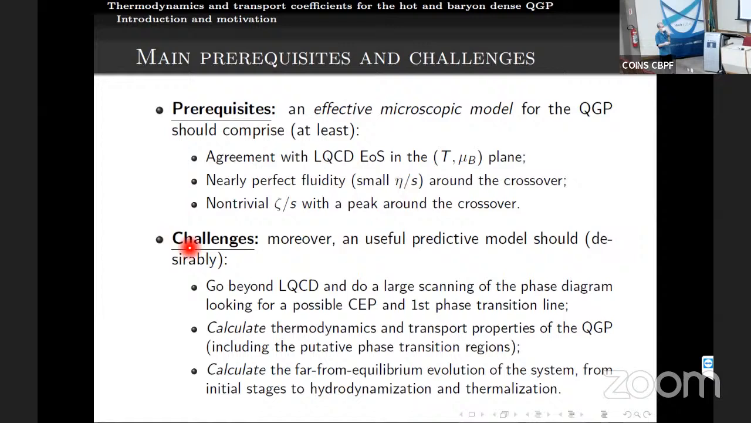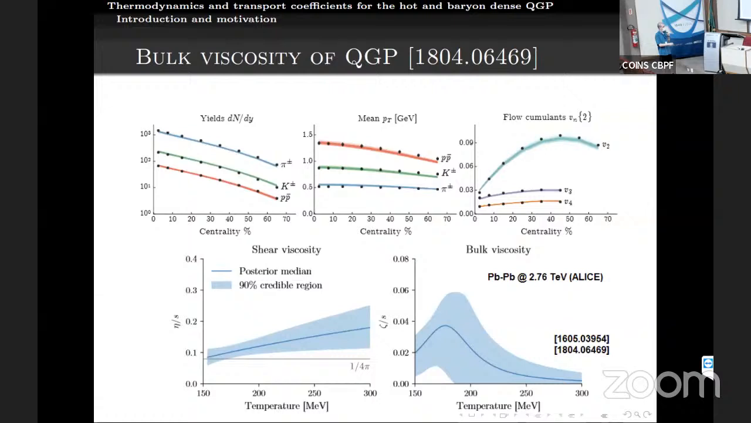And this small value holds close to the crossover window, okay? And as I showed you before, the bulk viscosity should display this peak here also close to the crossover region, okay?